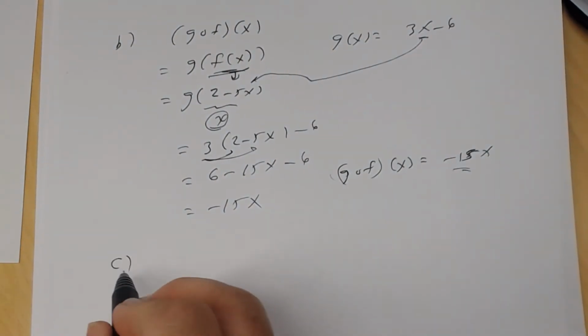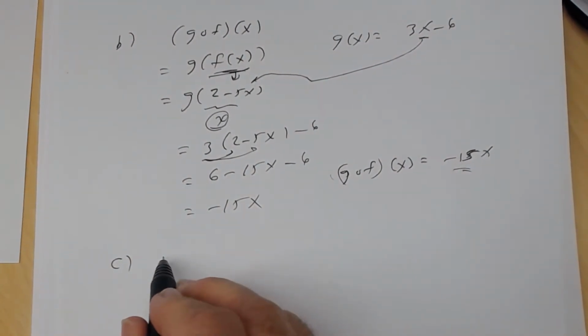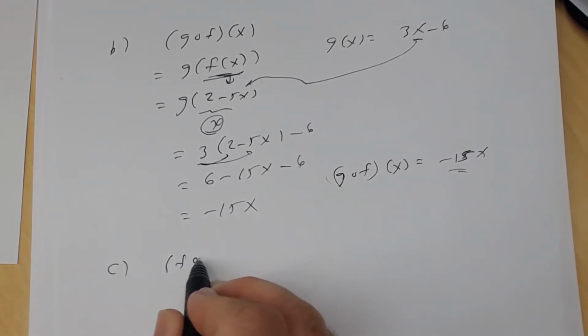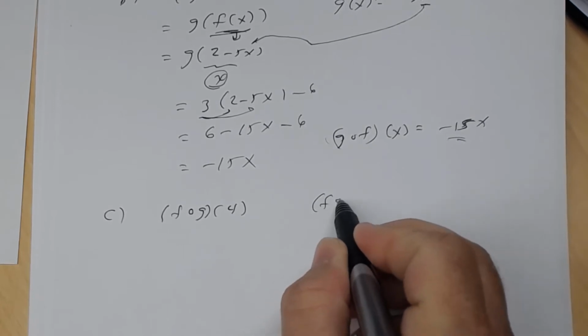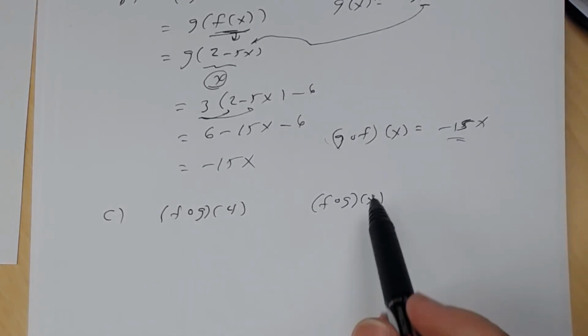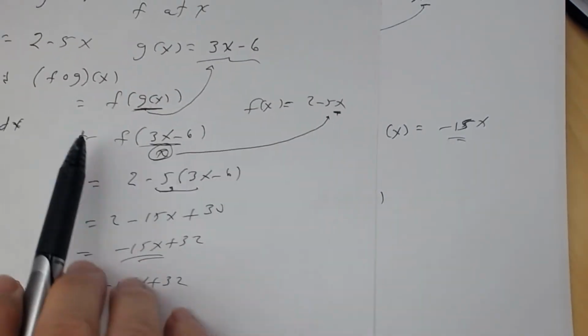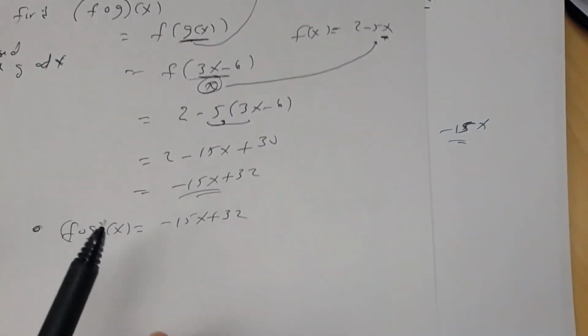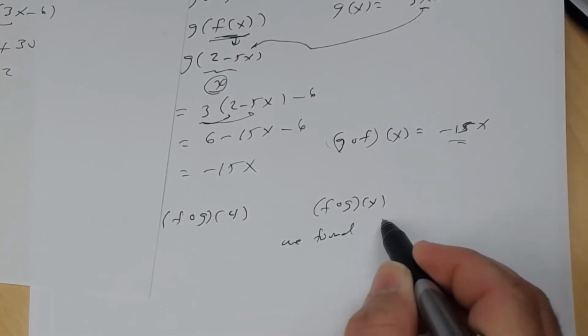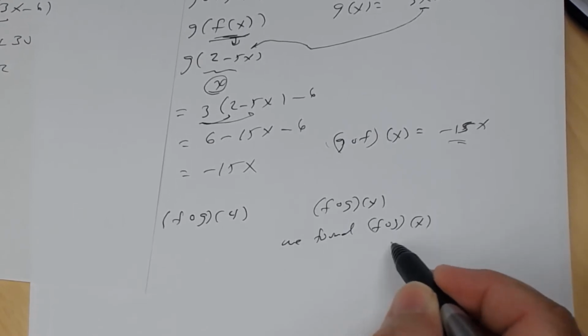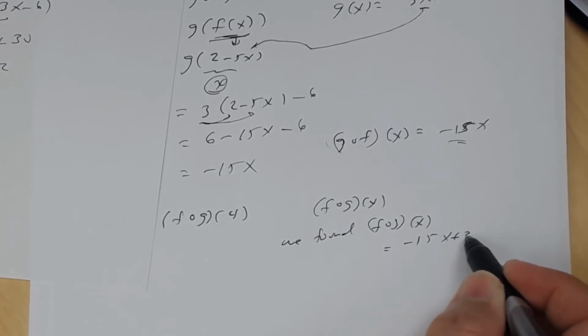All right, now C. Suppose you want to find f composed with g at 4. Well, there are two ways you can do this. I want you to notice something. I already found f composed with g at x, right? That was the one here. So we found f composed with g at x to equal negative 15x plus 32.